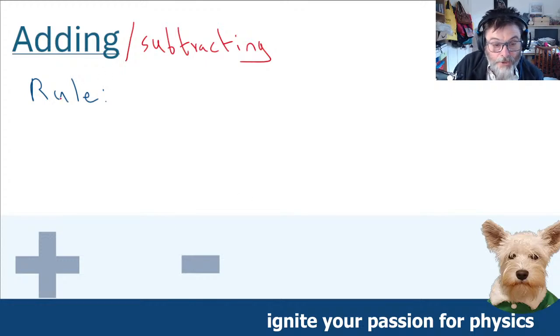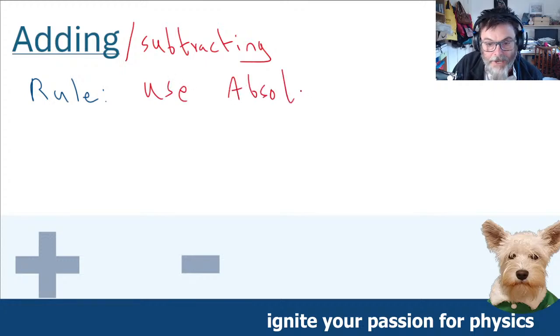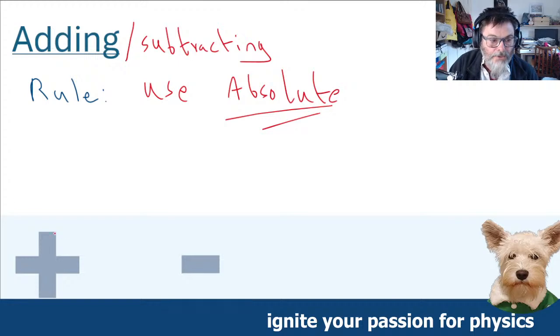And the rule is that when you're going to add uncertainties, you have to use absolutes. So you've just got to remember that: absolute uncertainties. So not percentages. You have to use absolute. So maybe the best way to think about this is to take an example. You'll see what I mean.